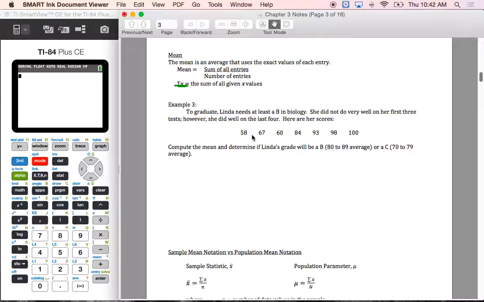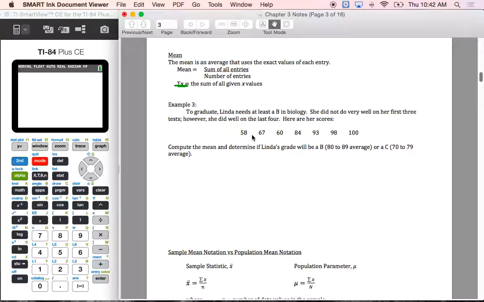For example 3, to graduate, Linda needs at least a B in biology. She did not do very well on her first 3 tests. However, she did well on the last 4. Here are her scores. Compute the mean and determine if Linda's grade will be a B or a C.